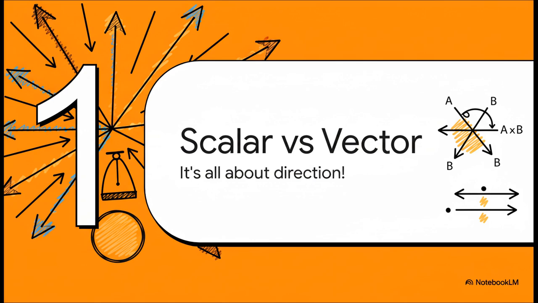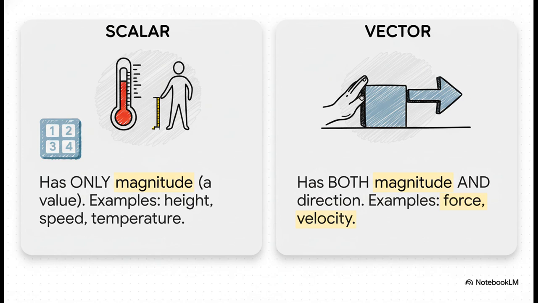First things first, we have to be crystal clear about the difference between a scalar and a vector. It sounds simple, but it's the foundation for everything else. It really is this simple. A scalar is just a number. It's just a value, a magnitude, like your height. But a vector has both a magnitude and a direction. So if you push a table, you are applying a force, that's the how much, in a specific direction, that's the which way. So remember, scalar is how much, and vector is how much and which way.